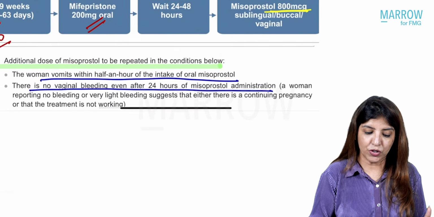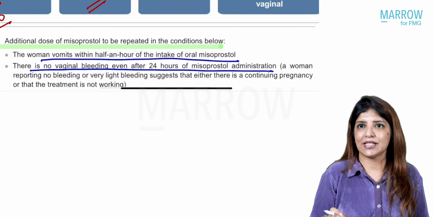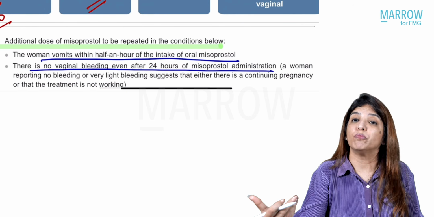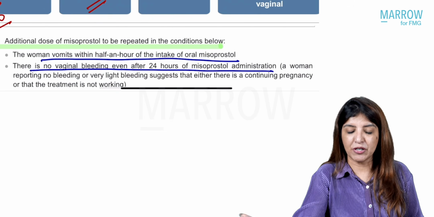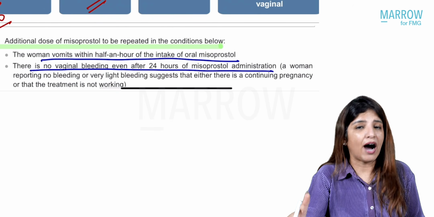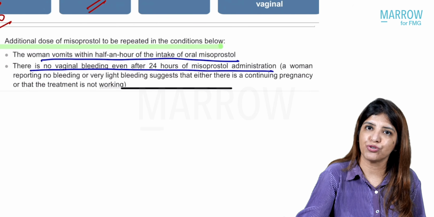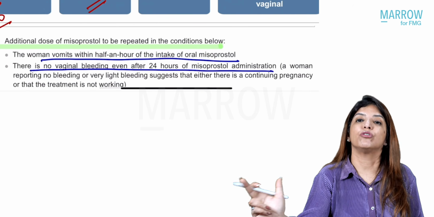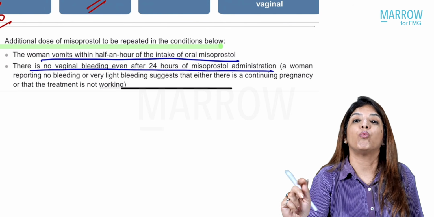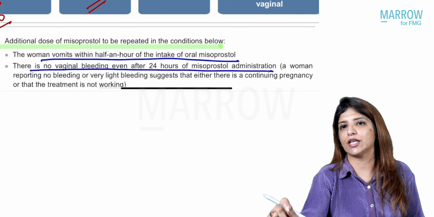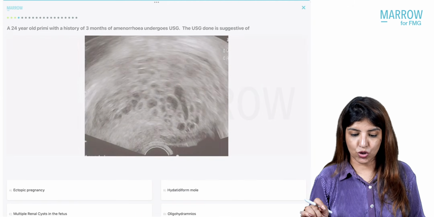The other thing which I want you to remember is that these are new types of questions which might be asked. If your question says that you have given her misoprostol and within half an hour of taking misoprostol, your patient vomits, now what are you going to do? In that case, you have to repeat the dose of misoprostol only if she is vomiting within half an hour of taking the misoprostol tablet. Clear to all of you? Okay, let's go to the next question.